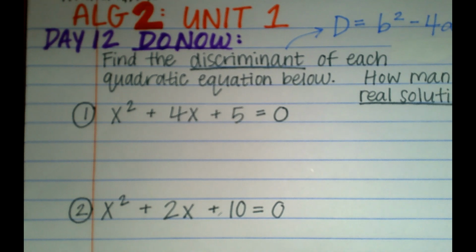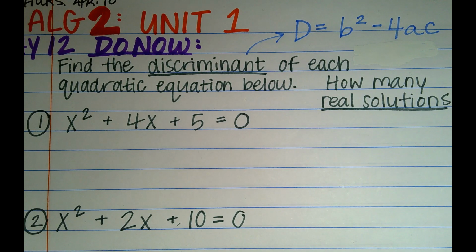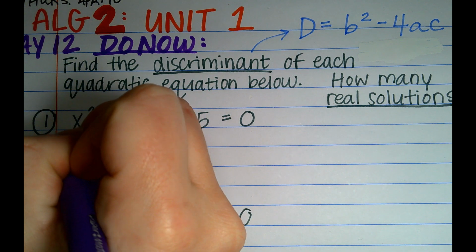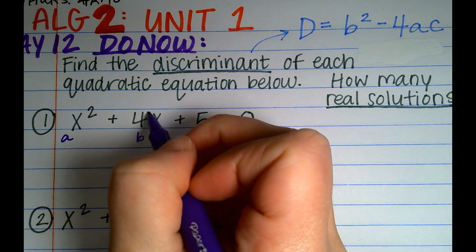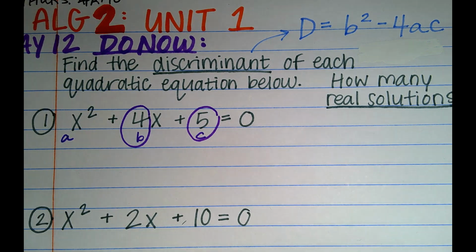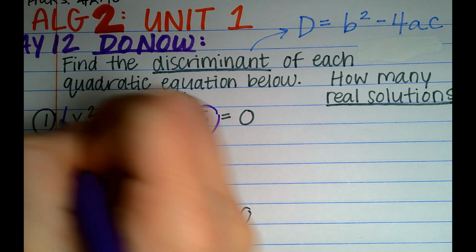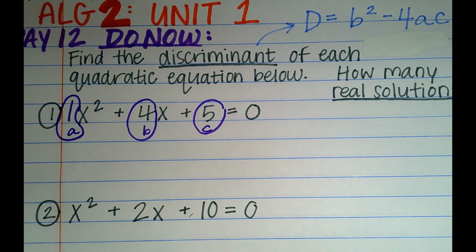I have x squared plus 4x plus 5 equals 0. And I want to find the discriminant. So how will I do that? What will the first thing I need to do be? Yeah, let's identify our A, our B, and our C. So I see my B is 4 and my C is 5, but I don't have a number for A. What is A? 1. Never a bad idea to remind ourselves of that. So we have 1, 4, and 5.